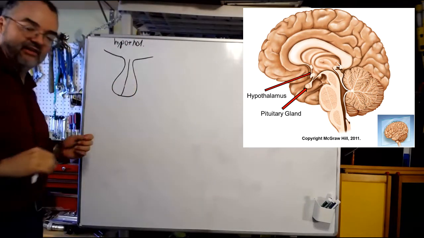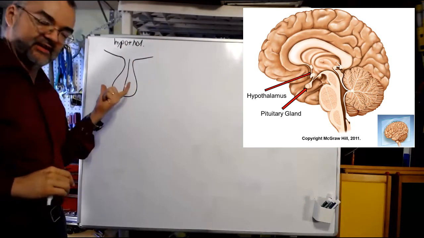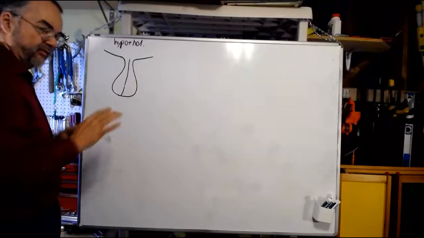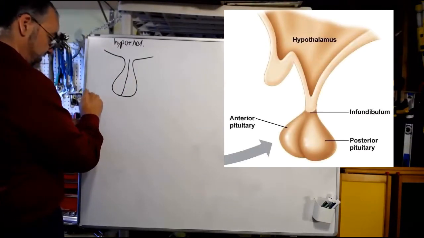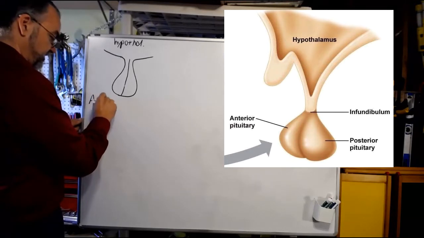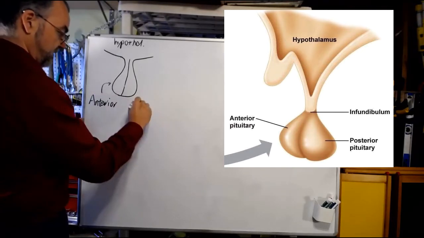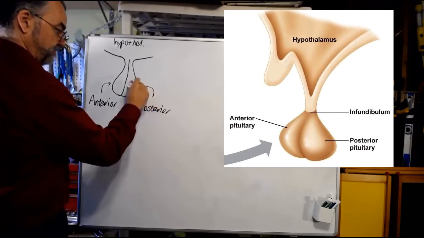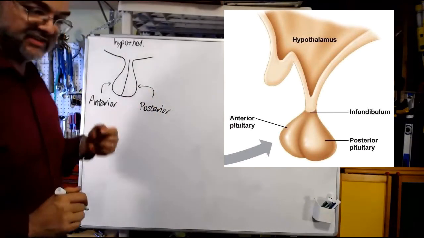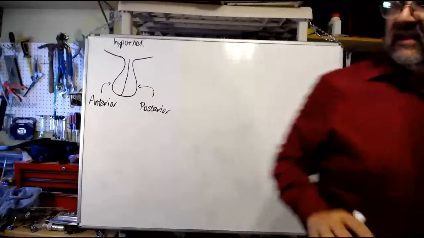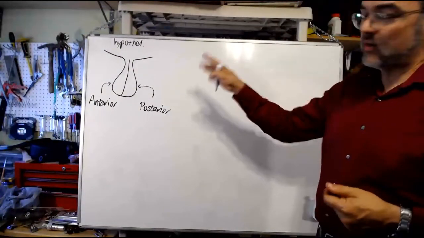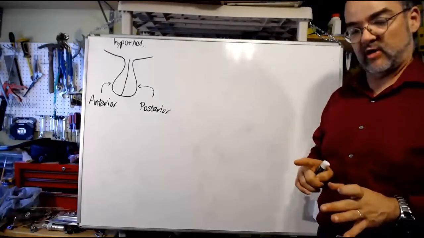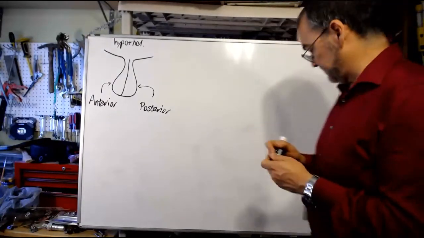the pituitary gland, which kind of dangles down from it, is actually two different structures that are attached to each other that are actually fairly different. The anterior pituitary and the posterior pituitary. So hopefully you can see how these diagrams interact. We're going to talk about both of them, but I'm going to actually start with the posterior pituitary because in a way it's simpler.